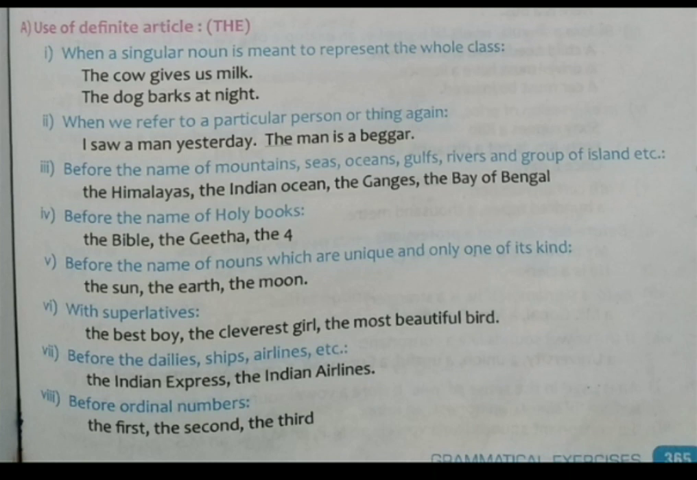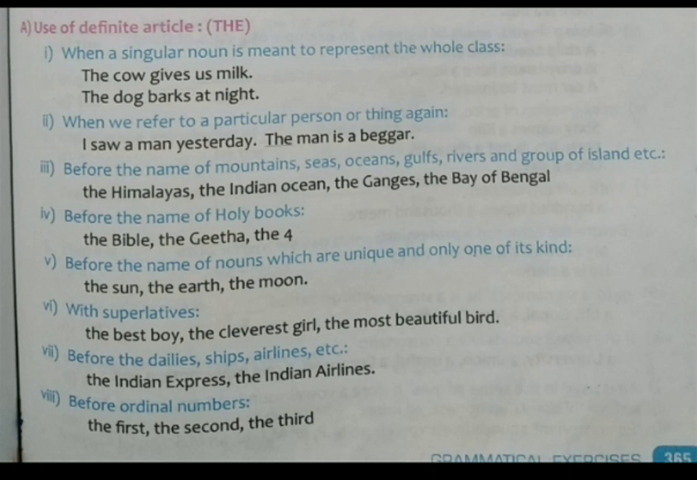I saw a man yesterday, the man is a beggar. Here when I am telling the man is a beggar, it means yesterday I saw a man, that man. So particularly I am mentioning that man. Okay, so when you are particularly mentioning something again, there you have to use the article the. That is the second rule. Okay, when you are particularly mentioning something again, you have to use the definite article the.